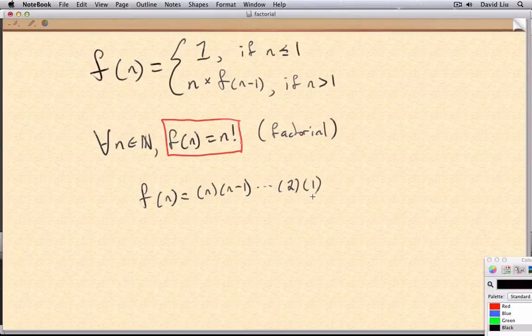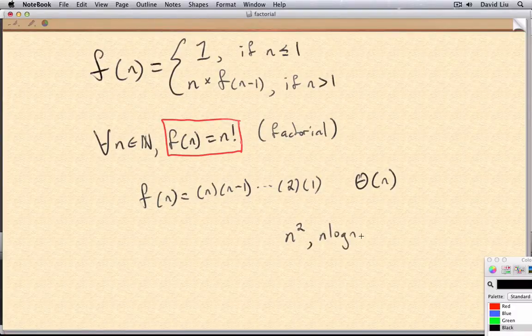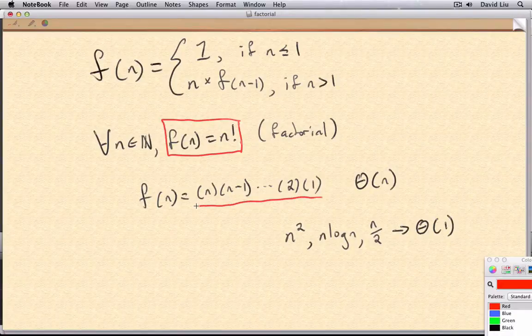2 times 1. And if you imagine, say, writing a computer program to compute this, well, we'd expect that this sequence of operations would take linear time. But one of the key features of the other closed forms we've seen so far, for example, n squared, or n log n, or n over 2, is that these can all be computed in constant time. The number of calculations we need to do doesn't depend on what n is. And that's not true here for the factorial function. And so n factorial is not a closed form.